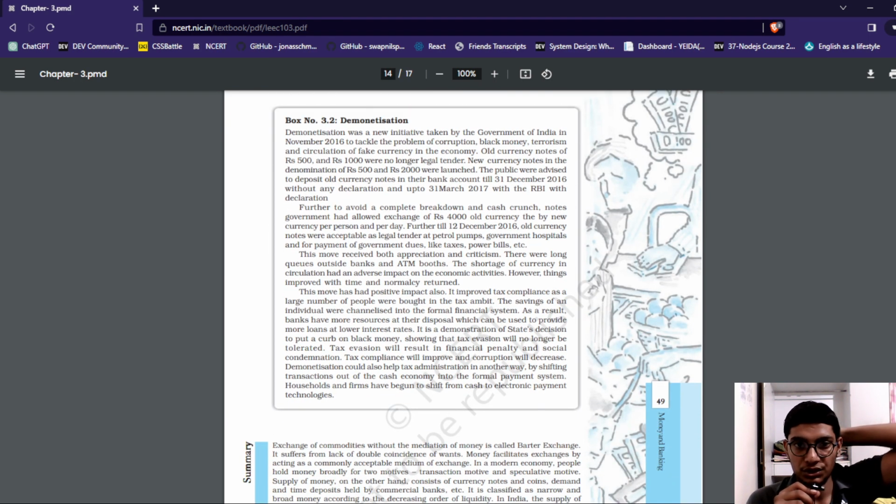Demonetization was a new initiative taken by the government to tackle the problem of corruption, black money and terrorism. Old currency notes of Rs 500 and 1000 were no longer legal tender. New currency notes were launched under demonetization. The public was advised to deposit all old currency notes in their bank accounts until December without any declaration.